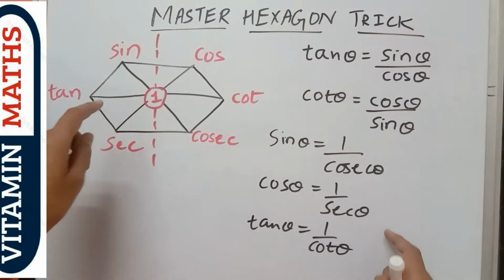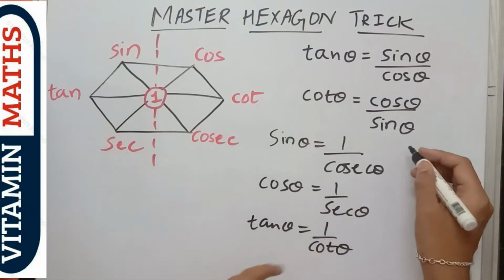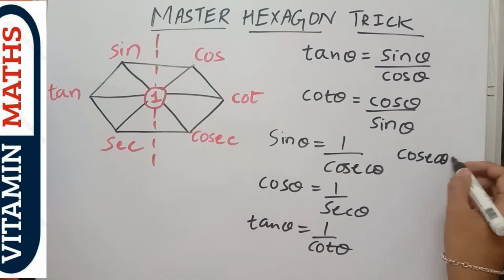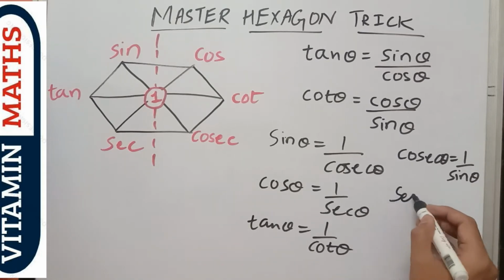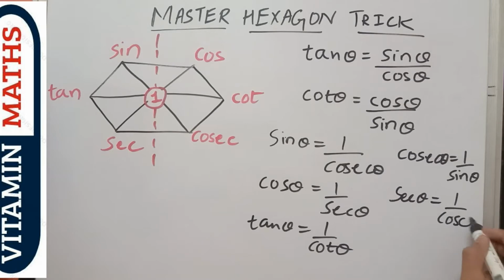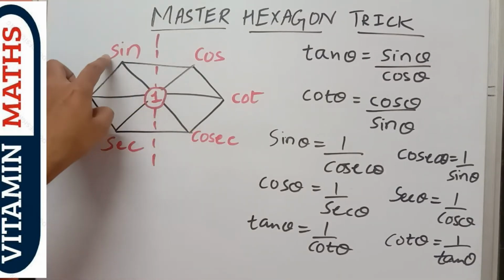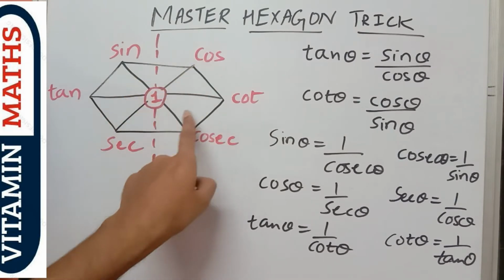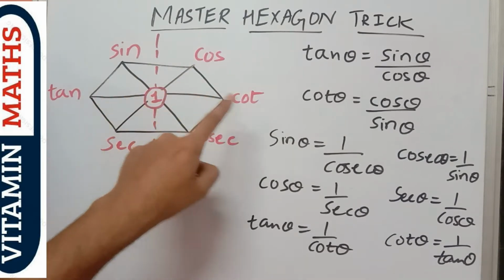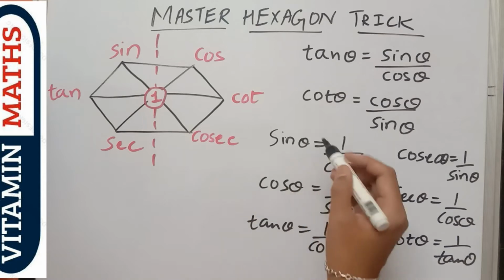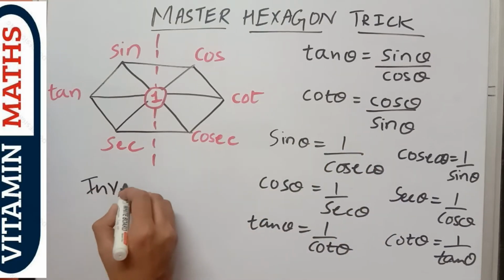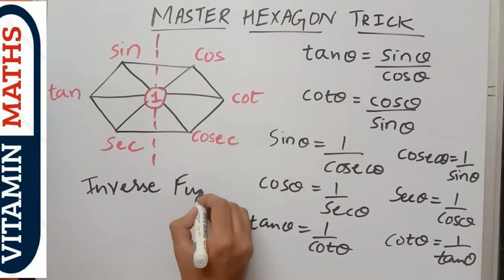Similarly, in this way, cosec theta is equal to 1 upon sin theta. Sec theta is equal to 1 upon cos theta. Cot theta is equal to 1 upon tan theta. So you can remember this by the hexagon: sin theta is 1 upon cosec theta, cos theta is 1 upon sec theta, tan theta is 1 upon cot theta, and cot theta is 1 upon tan theta. In this way you can remember the trigonometric ratios. These are called inverse functions.